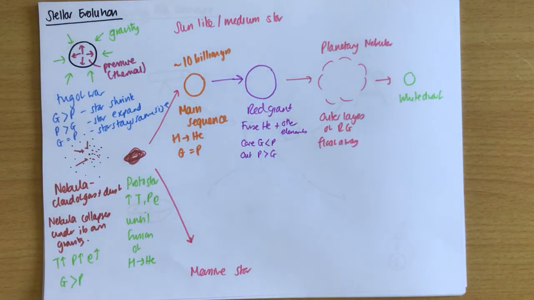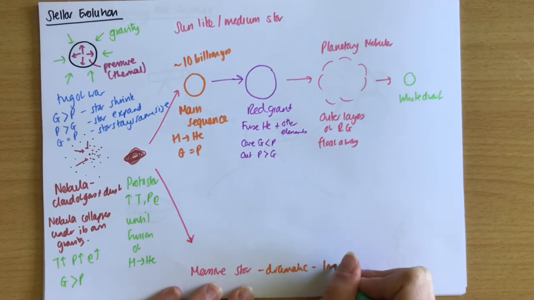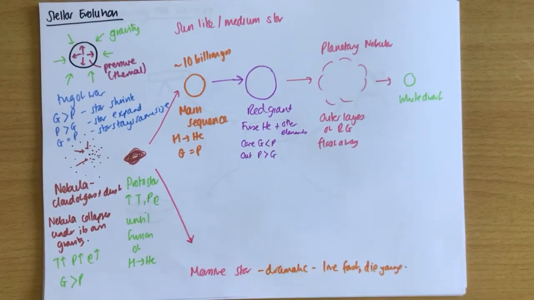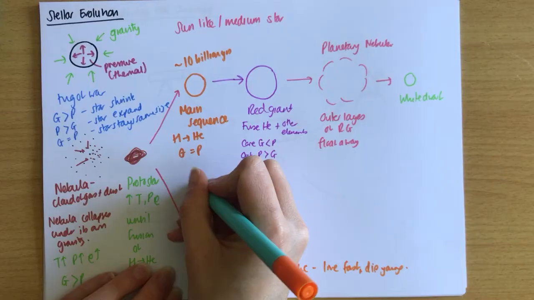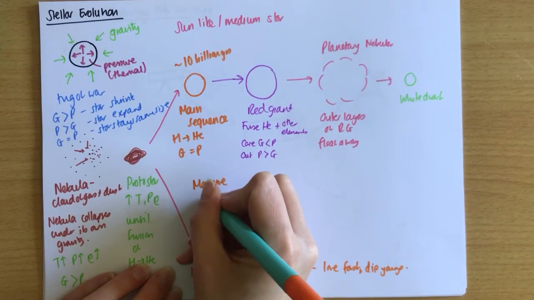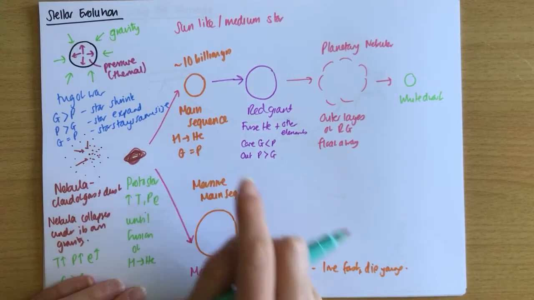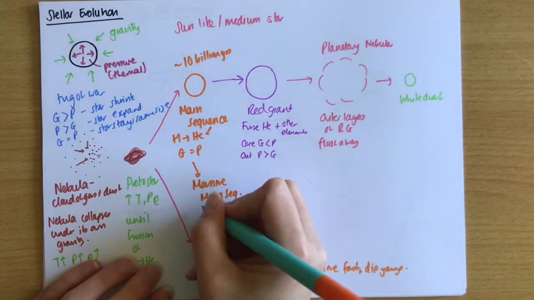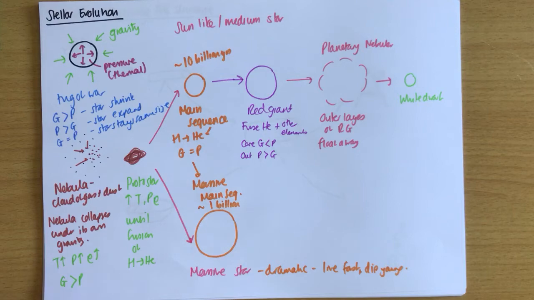Now, a massive star does a very similar set of things, just a bit more dramatically. Massive stars are more dramatic. I like to say they live fast and die young, like rock stars. So we start with a main sequence, but it's a massive main sequence star. Once again, hydrogen fuses to helium. Gravity is equal to pressure. That's the same for both. But this time it's only approximately, let's say, 1 billion years or so. It burns through its fuel much faster because it's so much bigger.